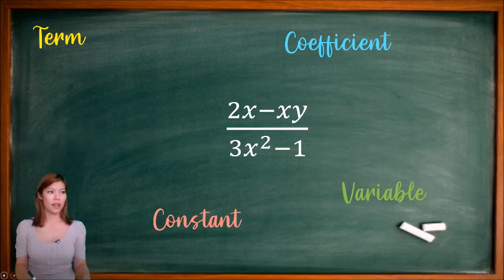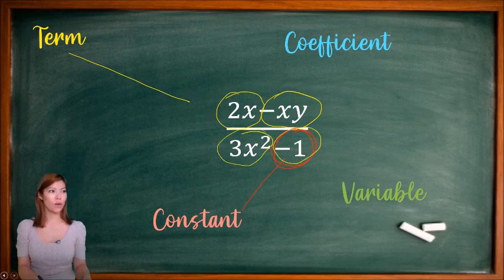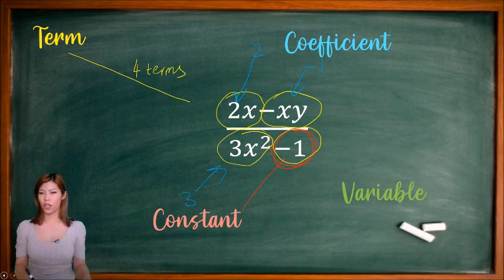So how many constants are there? Here we have negative 1 is a constant. And how many terms do we have? Well, we have 2x is a term, minus xy is a term, 3x squared, and minus 1. So we have 4 terms altogether. What are the coefficients? Well, number 2 is the coefficient of x, negative 1 is the coefficient of negative xy, and 3 is the coefficient of x squared. Remember, negative 1 is not a coefficient because it's not in front of any variables.